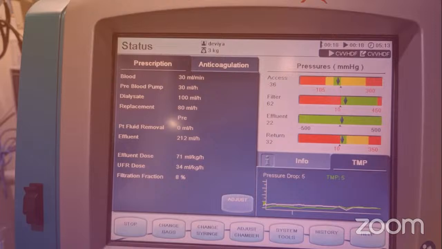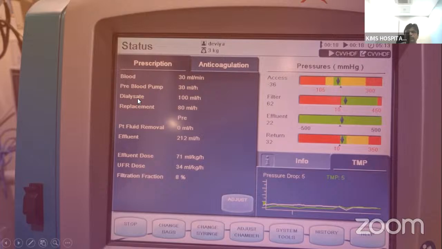This 5 to 10 ml per kg is extrapolated from adult studies, where they observed the least hemodynamic compromise and a good amount of clearance with this blood flow. The next thing we see is the pre-blood pump, and then the dialysis fluid. So initially we set the blood flow rate, followed by the effluent dose. How much dosing do we have to consider?